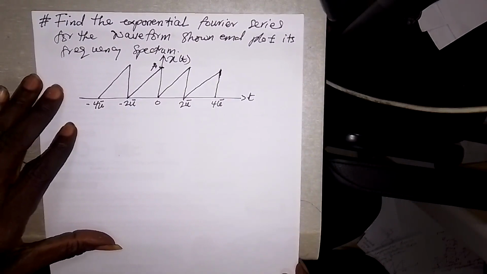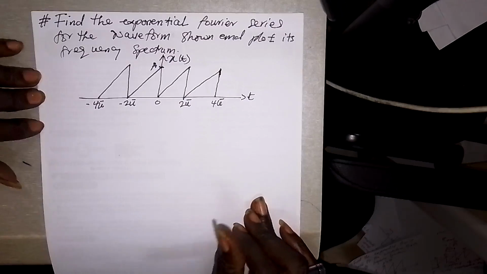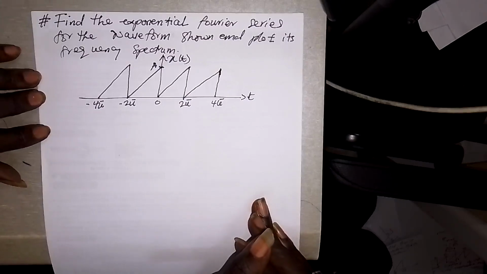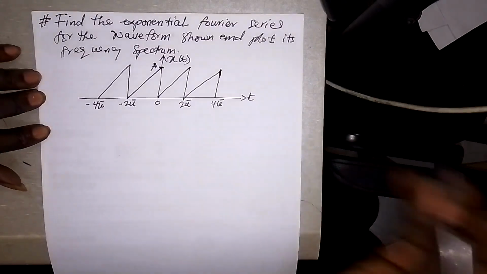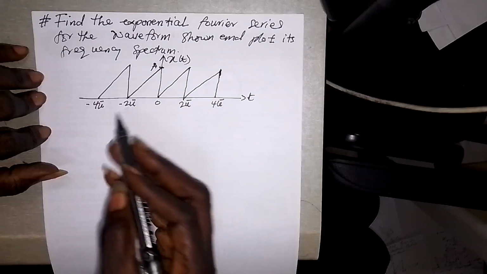So far we have been treating Fourier series and we have looked at the trigonometric Fourier series with several examples. Today, let us look at this example in exponential Fourier series. In exponential Fourier series, just as in trigonometric Fourier series, we first determine our period.